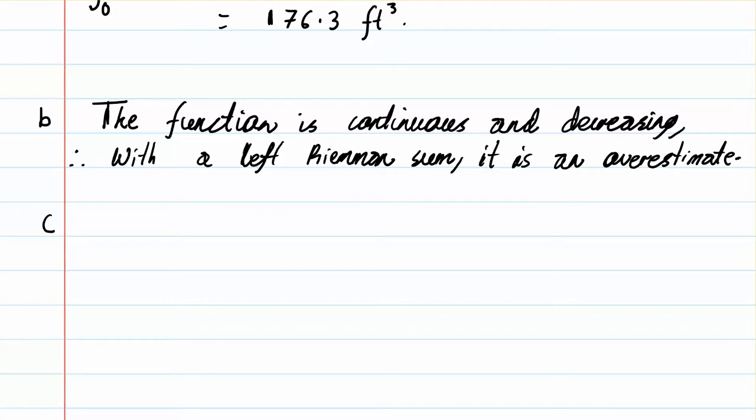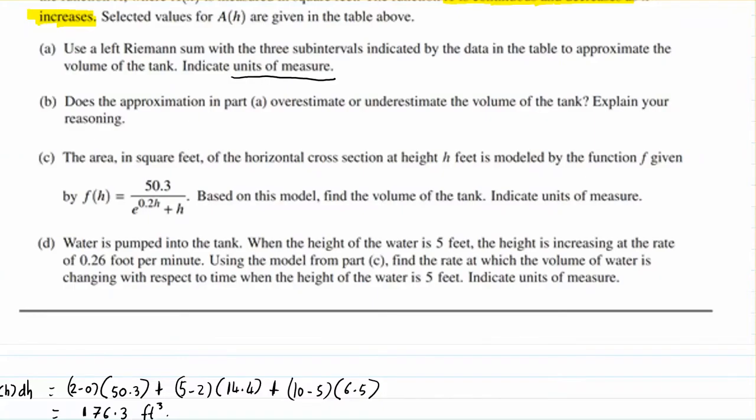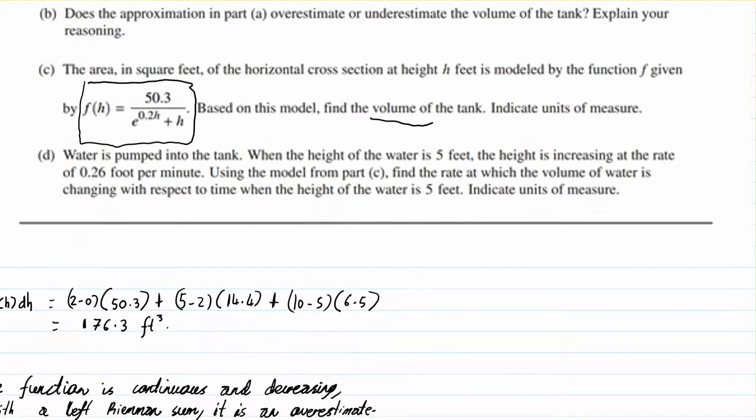And now C. This asks us to find the area in square feet of the horizontal cross-section, and it gives us what the function is actually modeled by. So this is what we were trying to find before, but using a more rough approach, a more layman's method. Now we actually have the function, and so to find the volume of the tank, we just need to do the integral of f of h dh. The volume is simply, because it's 10 feet tall, the integral from 0 to 10 of f of h dh. That's what the volume is.